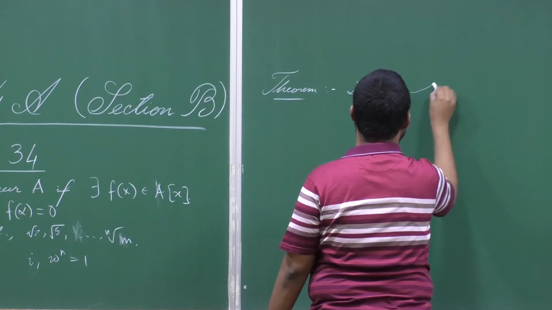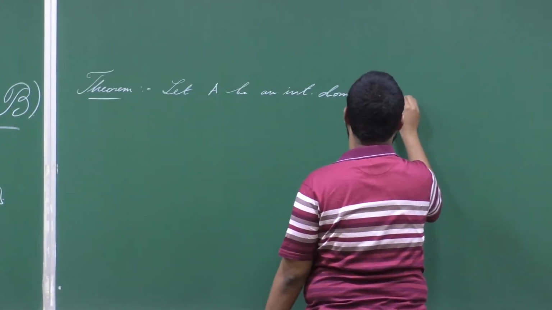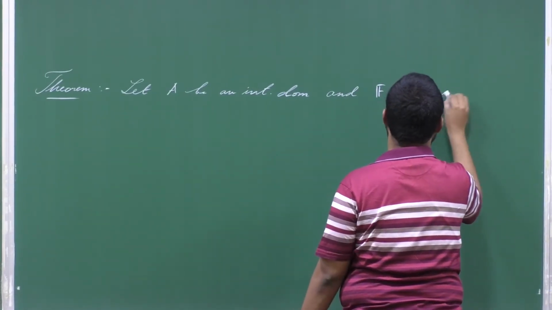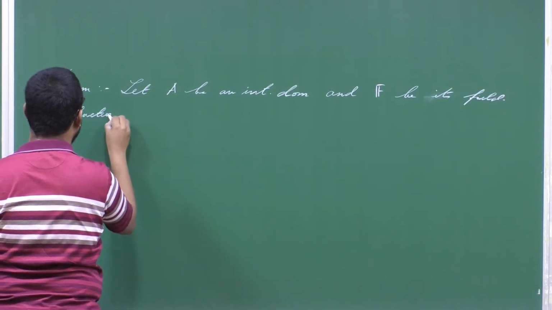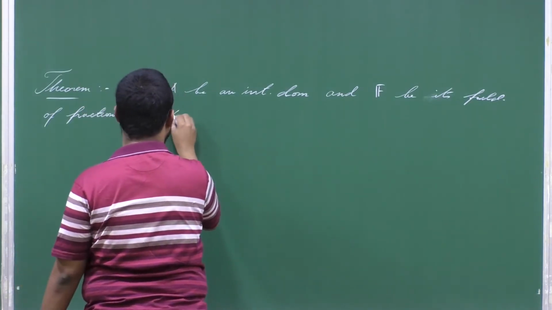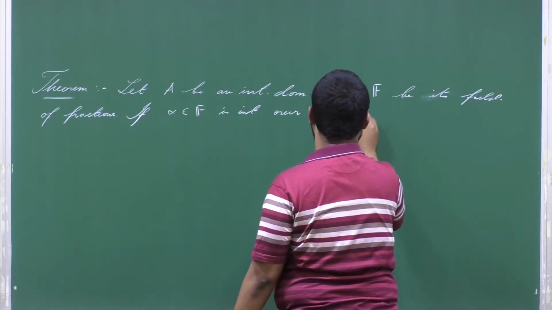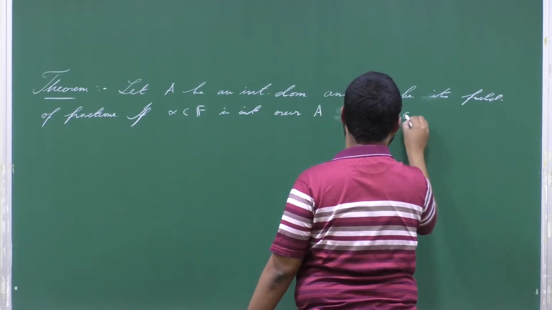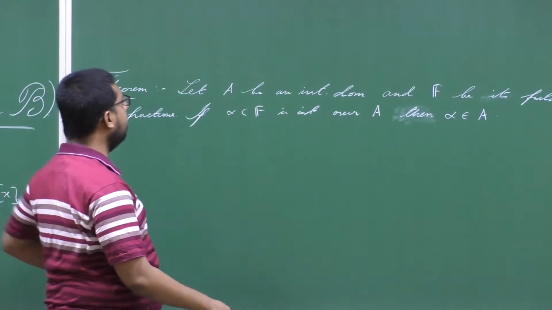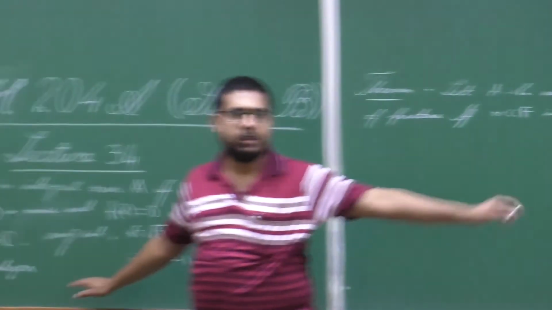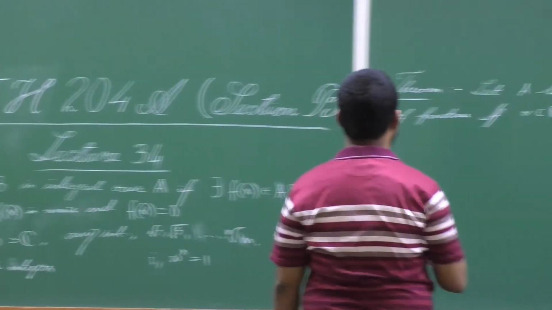Let A be a UFD, an integral domain, and let F be its field of fractions. If alpha belonging to F is integral over A, then alpha must be from A. So it clearly says that inside its field of fractions, the only elements which are integral over A are the elements from A itself. In terms of algebraic integers, as a consequence of this general theorem, we see that no rational number is going to be an algebraic integer unless it's an integer. Okay?